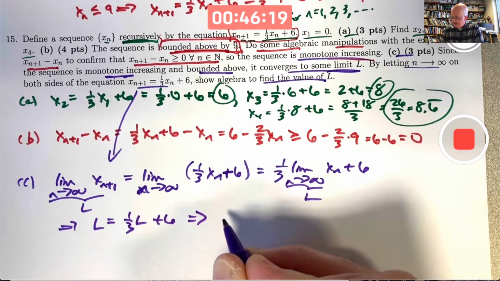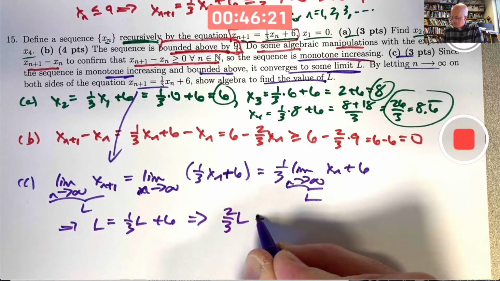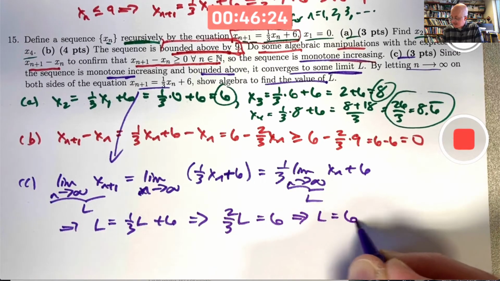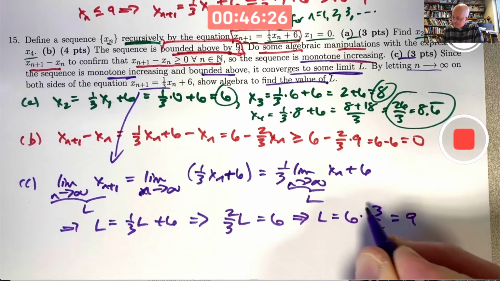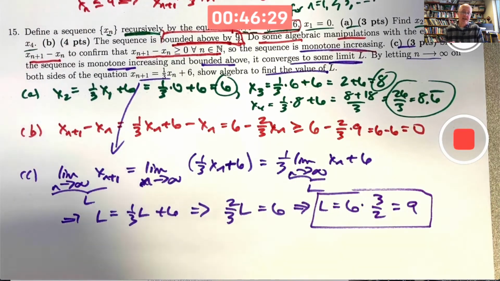And I hope you could have predicted the answer ahead of time. This means 2/3 L equals 6. So L is 6 times 3/2, which is 9. Yeah, the limit, as you should have guessed, is 9.